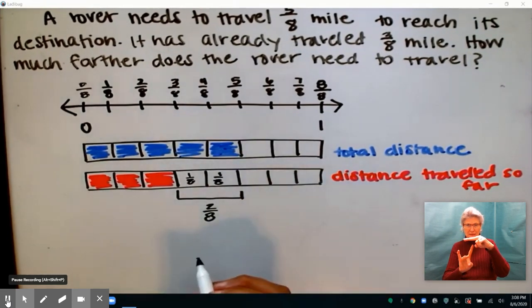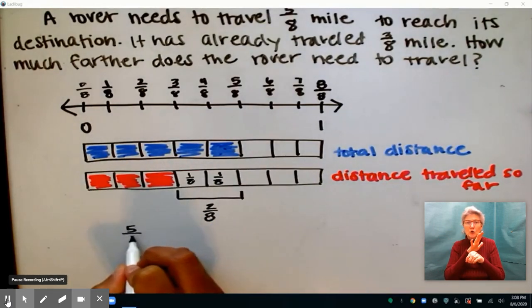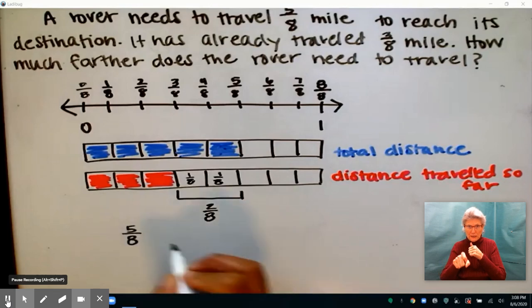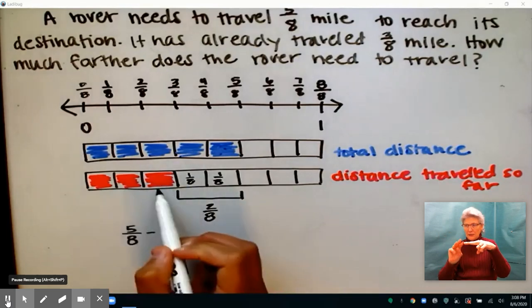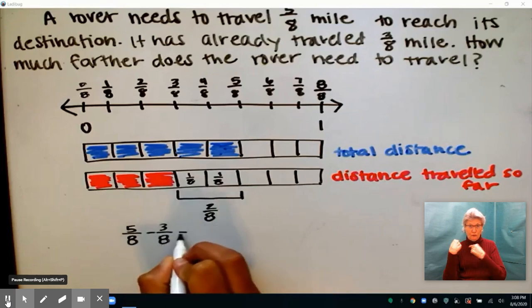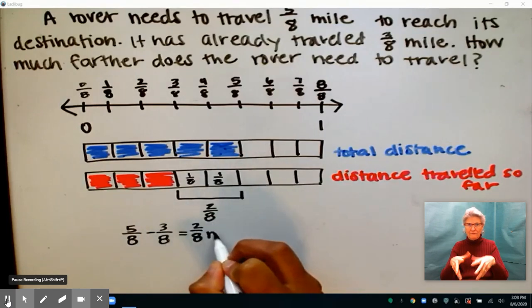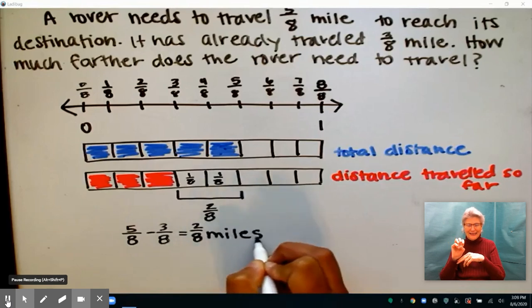The equation that we just modeled was our total distance that we need to travel, which is 5/8. We subtracted the distance that we've traveled so far, which was 3/8. And we found that we're left with 2/8 mile that have yet to be traveled.